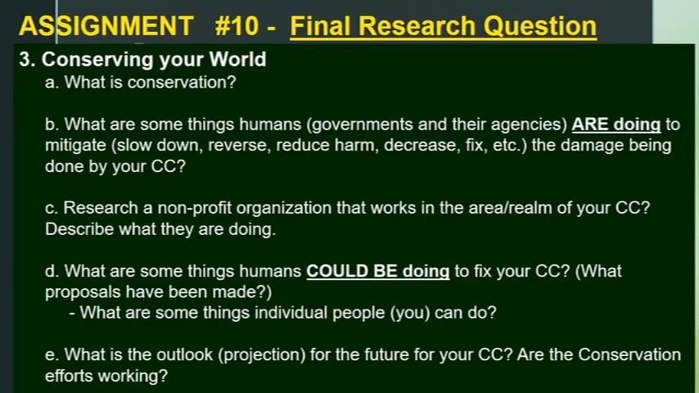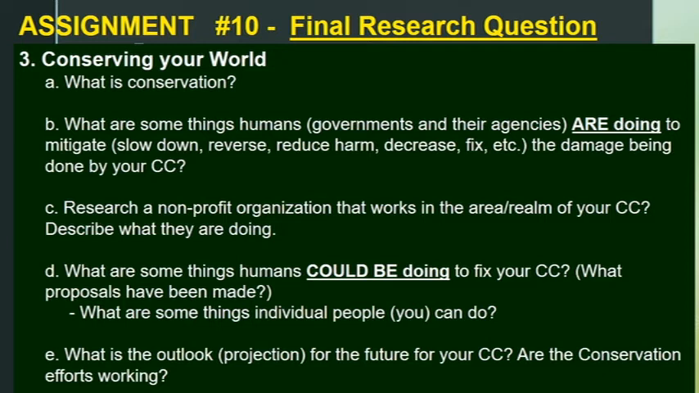Then, B, what are some things humans, governments, and their agencies are currently doing to mitigate? And the word mitigate just means to slow down, reverse, reduce the harm of, decrease, or fix something. So what are they doing to mitigate the damage being done by your conservation challenge? What are they doing to fix the damage, say, due to pollution, if that's the one you picked?